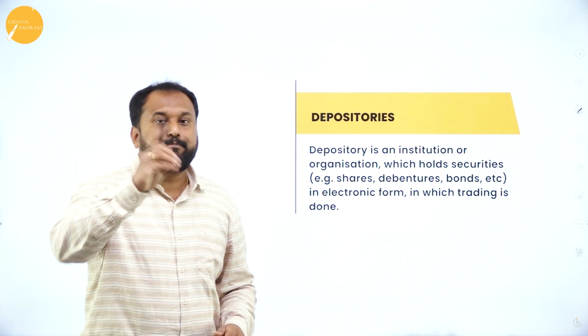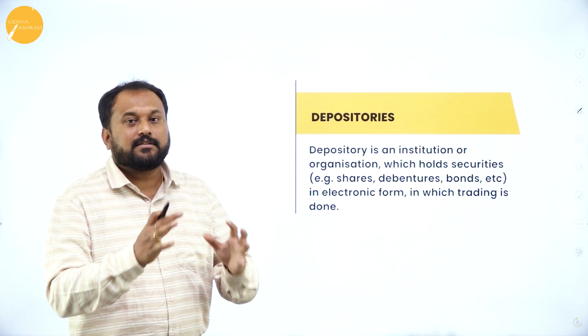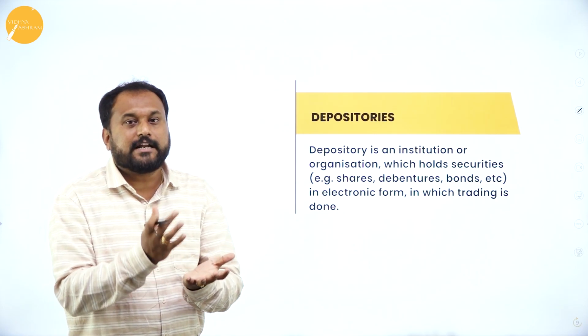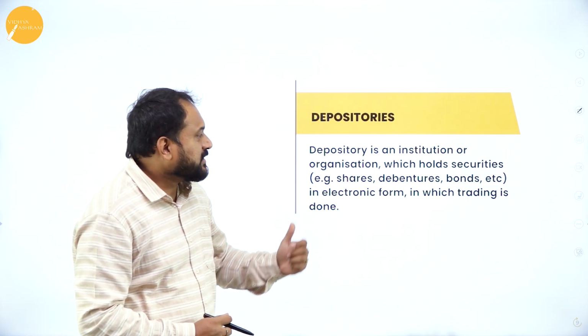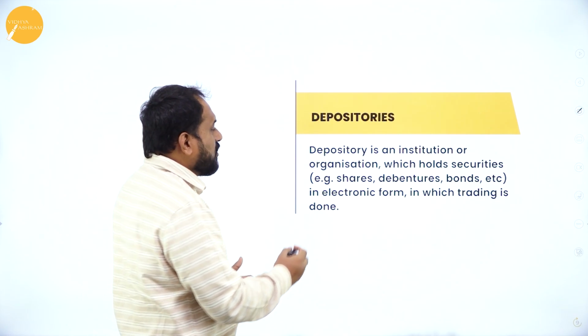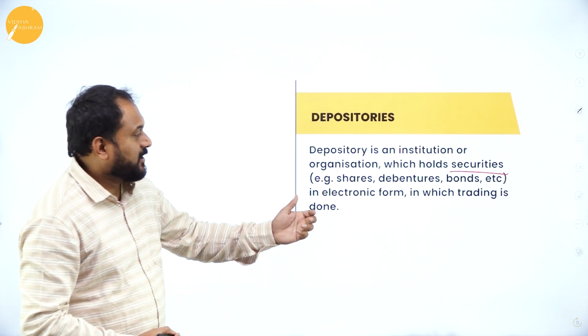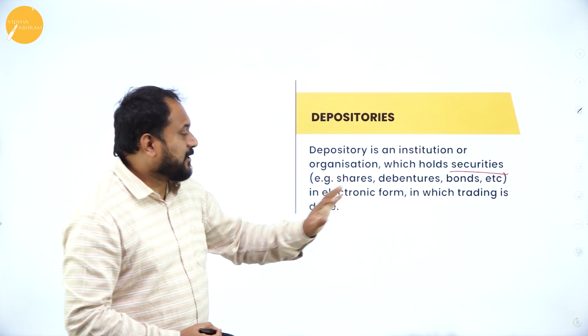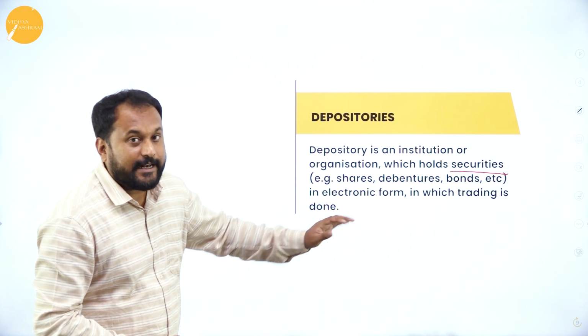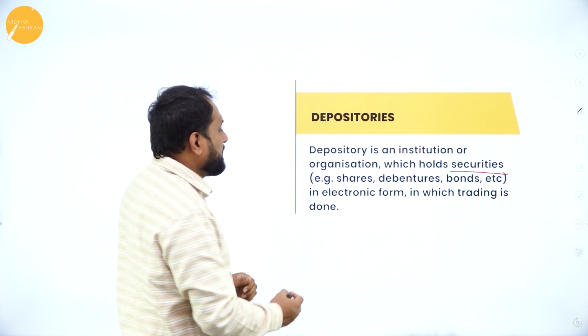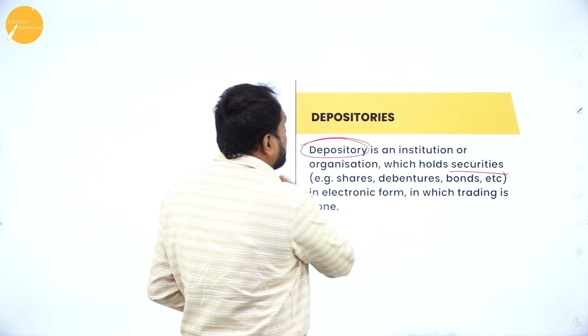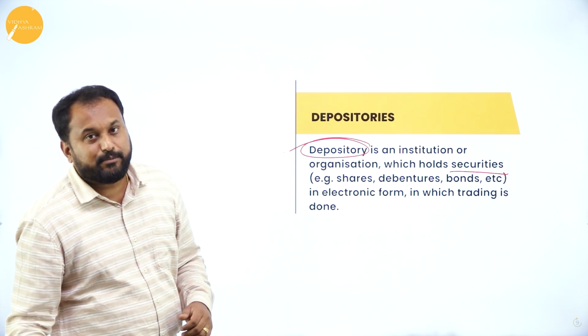Next is depository. Wherever you deposit, that is a place where the stocks, the securities are held. That is called a depository. A depository is an institution or organization which holds securities like shares, debentures, bonds in electronic form, in which trading is done. That is called a depository.